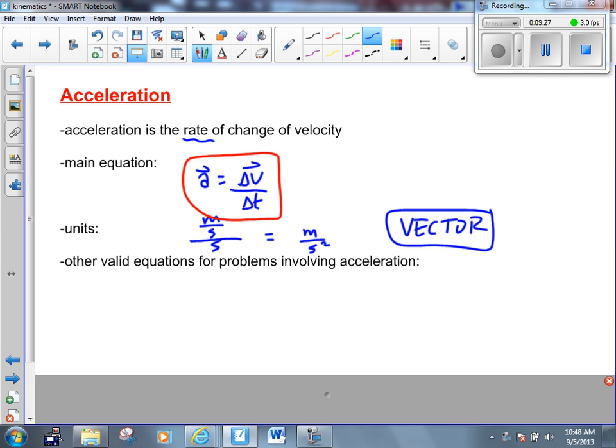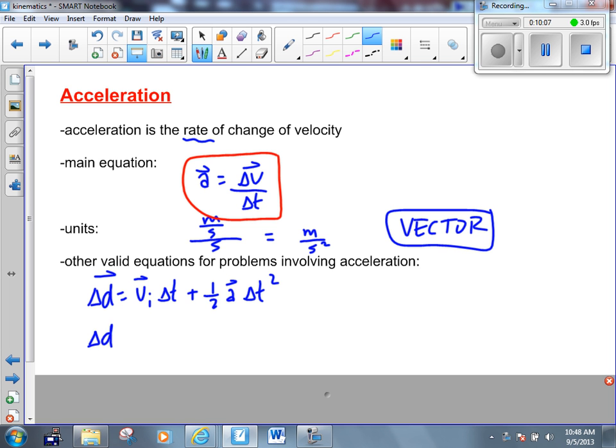Besides a is equal to delta v over delta t, we also have d is equal to vi t plus 1/2 a t squared. That's kind of an ugly looking equation. What's vi stand for? Yep. Good. Initial velocity. T stands for time, obviously. A stands for acceleration. So the displacement of an object as it accelerates is equal to the initial velocity times the time plus 1/2 of the acceleration times the time squared.